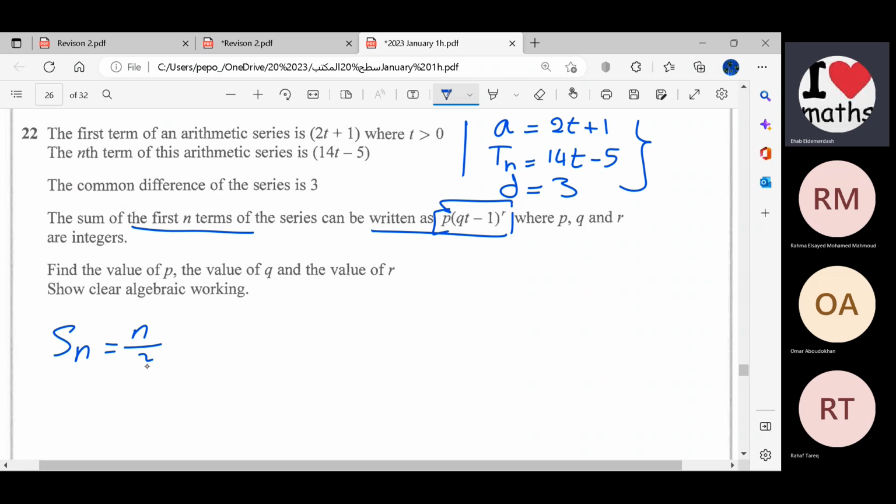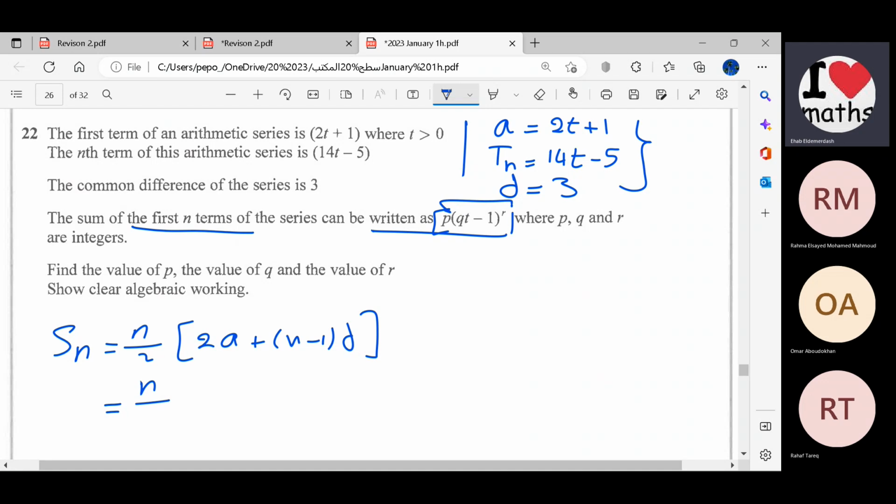So n over 2 into the bracket 2a plus n minus 1 into d. This is our rule, right? So let's translate this rule. n over 2, I don't know what n is.